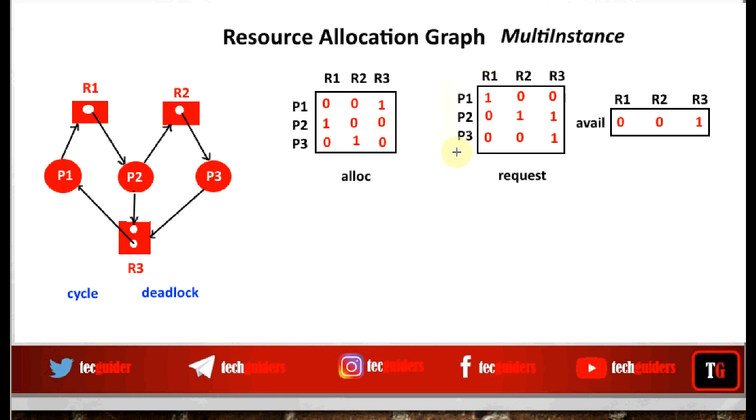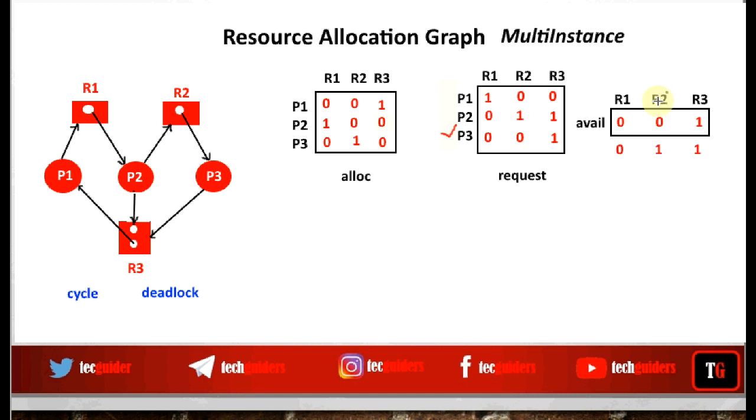Now let's try with these available resources. Can we execute the requests of these three processes in some order? Can we execute P1? No. Can we execute P2? No. One instance of R2 is not available. Can we execute P3? Yes. We can execute P3. And when P3 is executed, the resource already allocated to P3 will be added to the available resources and the available vector becomes 0, 1, 1.